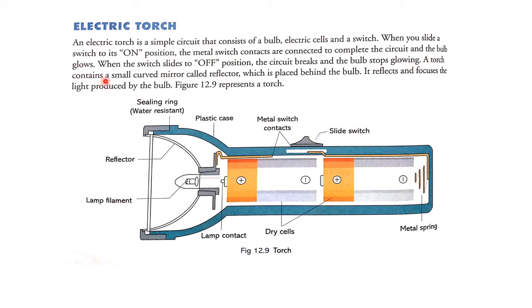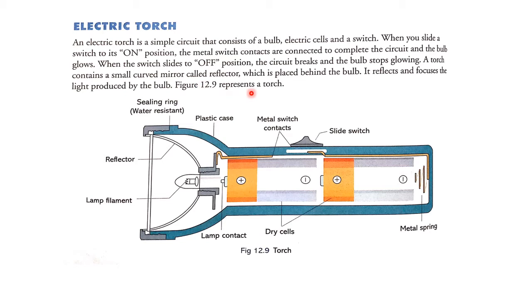A torch contains a small curved mirror called a reflector. This is the reflector, which is placed behind the bulb. This is the bulb and this is the reflector. It reflects and focuses the light produced by the bulb.